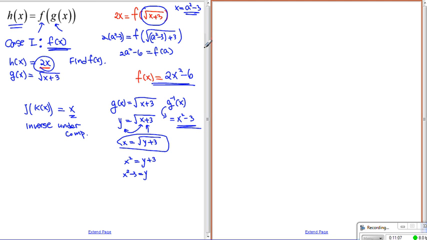To check, h of x was 2x, and f of g of x, since g of x was equal to the square root of x plus 3, I'm just going to write it as f of square root of x plus 3. Now, of course, this portion will be substituted in under this function right here.